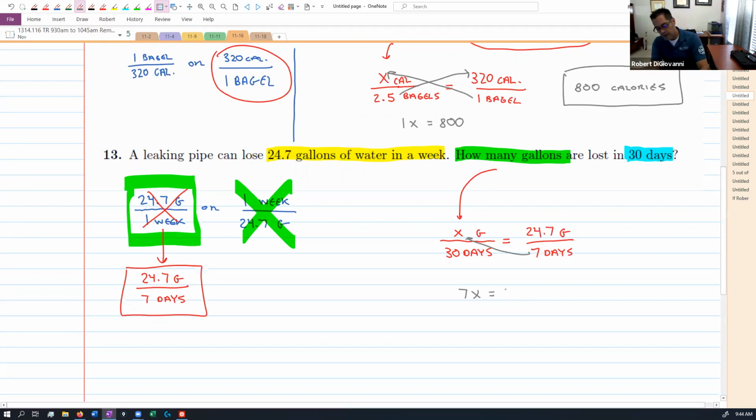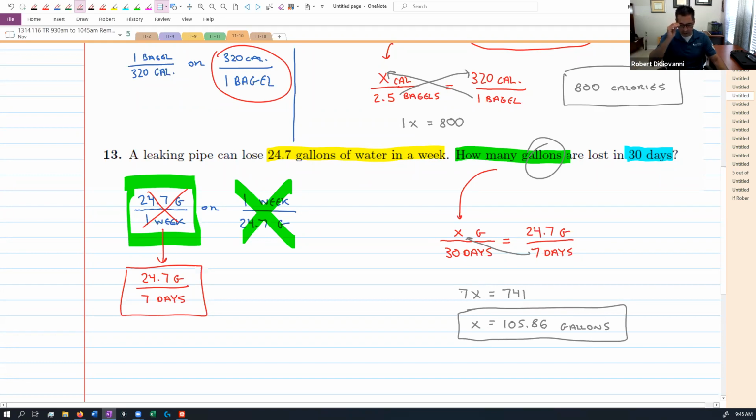So I do 24.7 times 30, I get 741. And then I divide both sides by 7. And I get 105.86. I'm rounding. And this is gallons because we want to know how many gallons. So I'm going to put gallons. Okay, there we go. 105 gallons were lost in 30 days with this leaking pipe.